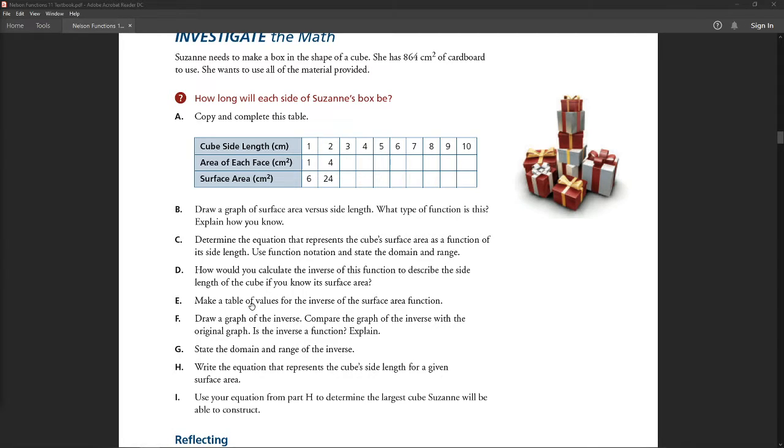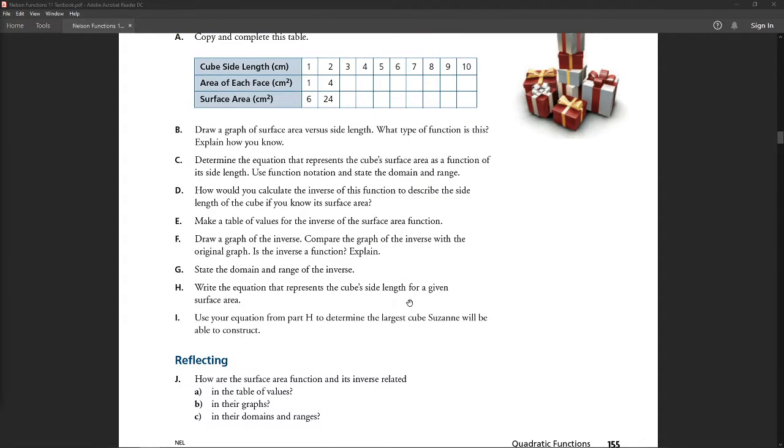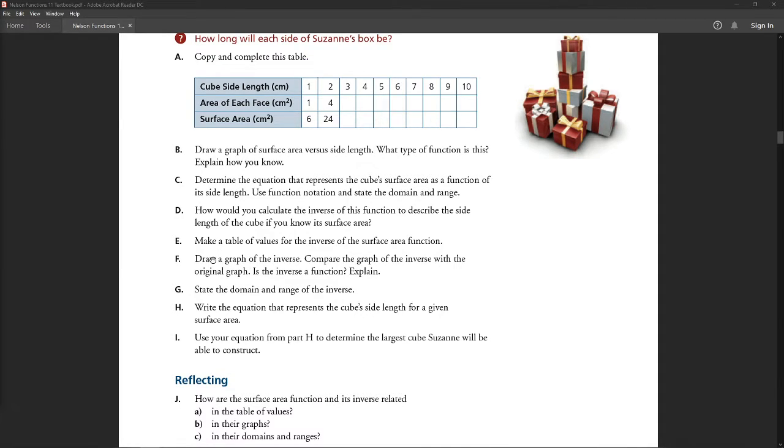Weird. Okay, so anyways, our answer to this question is 12, and that's how we would calculate it. Make a table of values for the inverse of the surface area function. So the inverse is just swapping x and y. So it'd be 6y squared equals x.